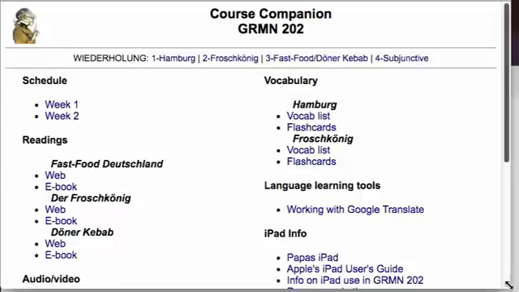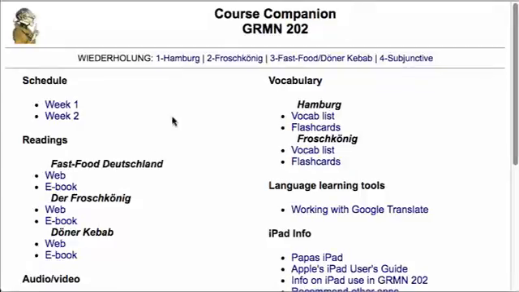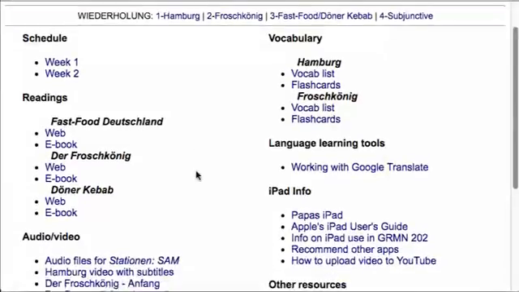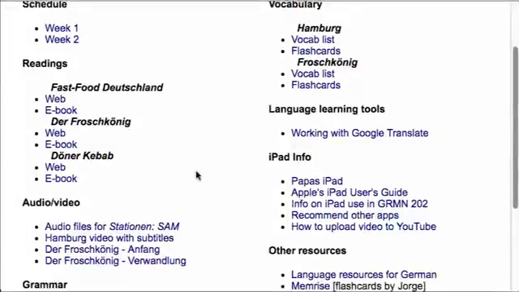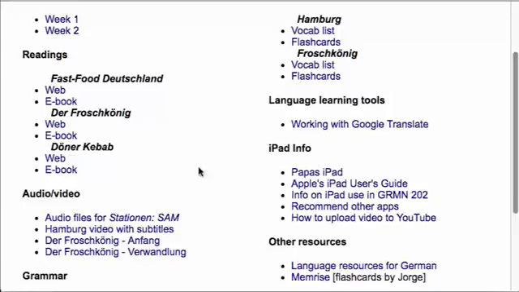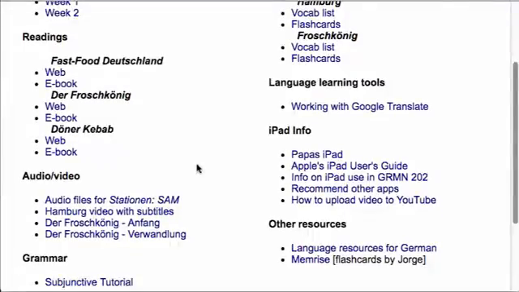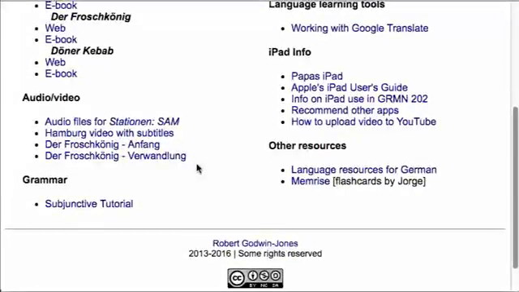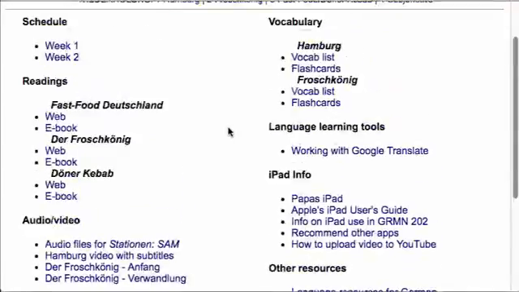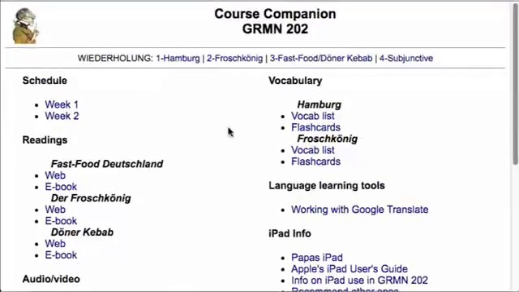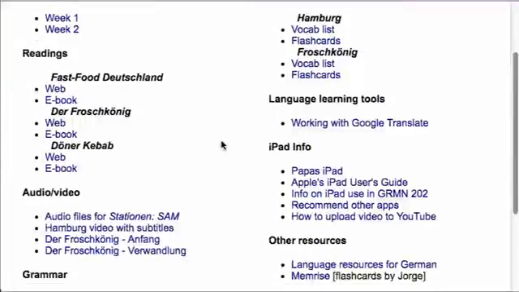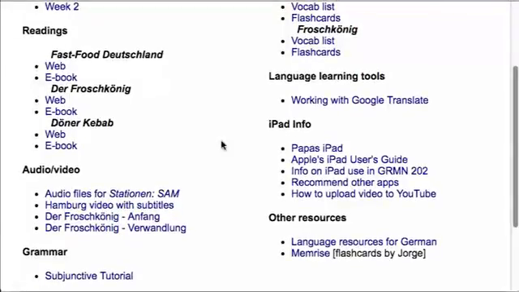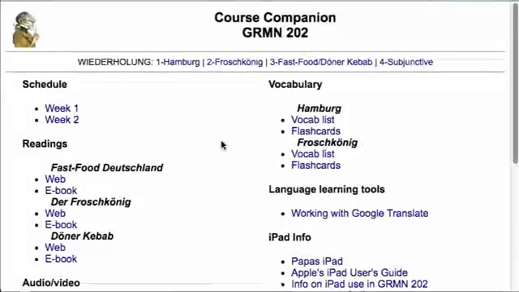It provides a link, as you can see, to the schedule so students can see what the assignments are. Provides a link to the readings that we're working with in class. Sometimes these are readings, sometimes they're media-based lessons, films or audio. It starts with that, but mostly they start with text. There's access to audio and video that we're working with. Grammar as appropriate. There's vocabulary lists, flashcards, language access to tutorials on language learning tools, and other resources.